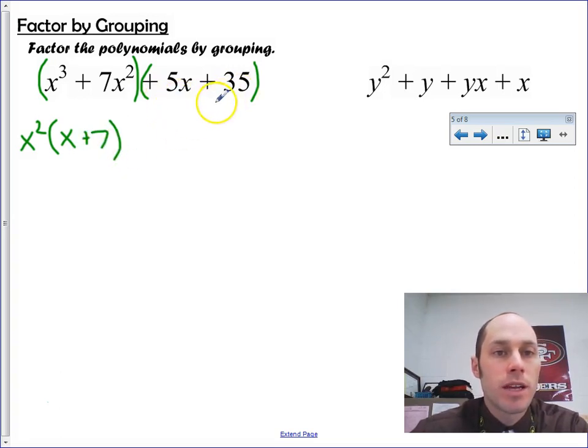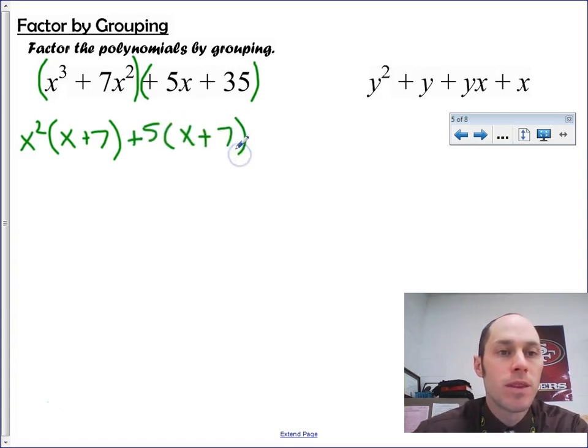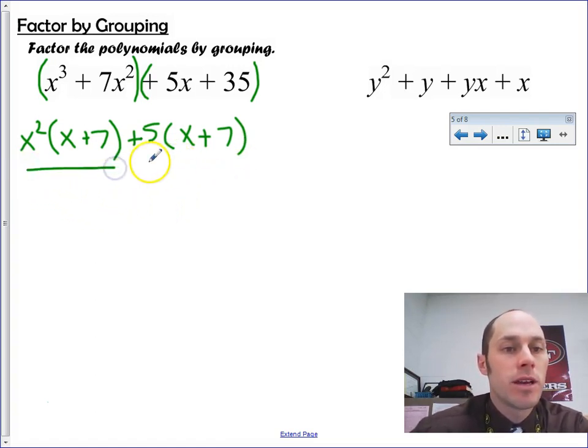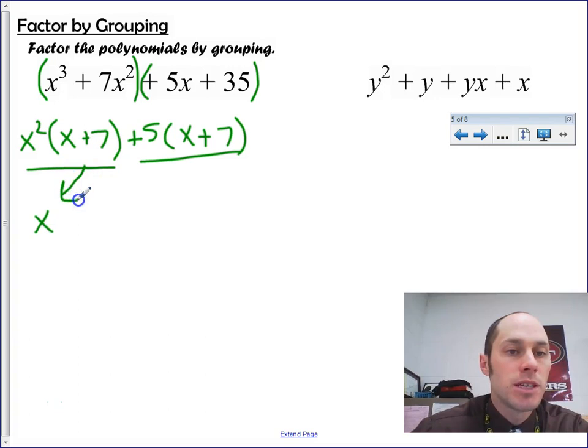Look at what I have in common in the next one. They can both be divisible by 5. So I'll pull out a positive 5. What am I left with? X plus 7. So now that's what we did in the previous slide. What does this term have in common with this term? I can divide them both by x plus 7. So take that x plus 7 and divide it out. What am I left with? X squared plus 5.